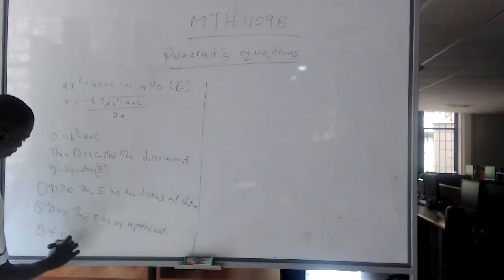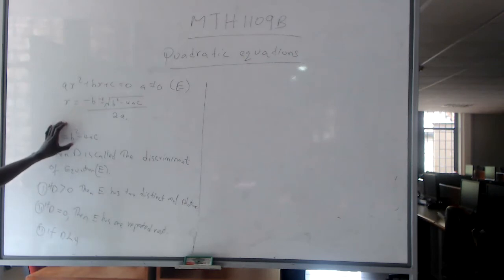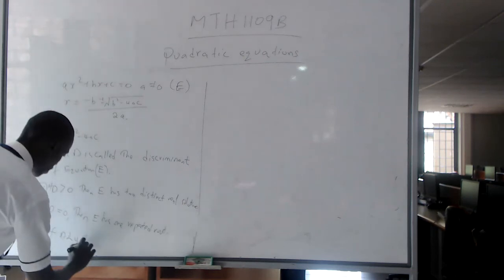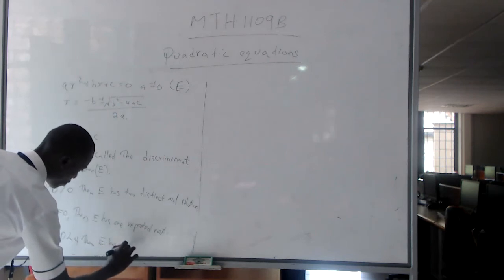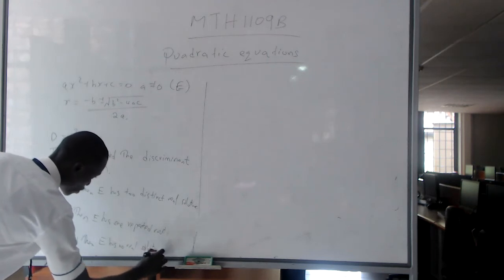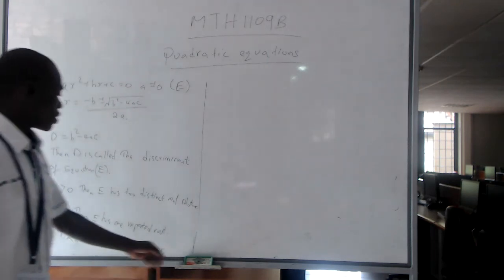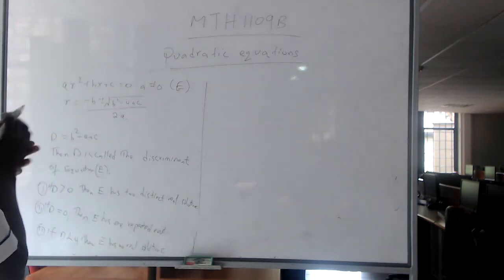if D is negative, less than 0, so you're taking the square root of a negative number, you get complex roots. Then E has no real solutions. The roots will be complex because we're taking the square root of a negative number.